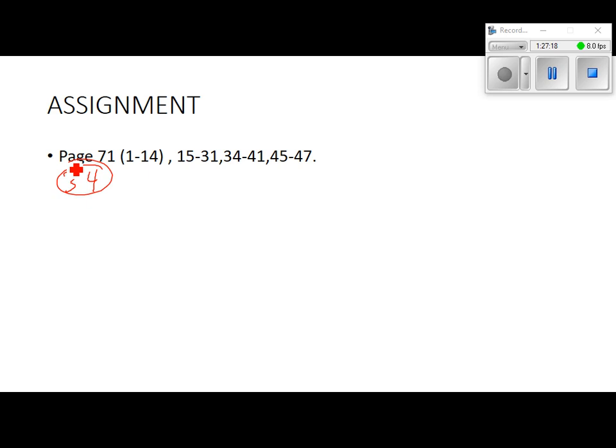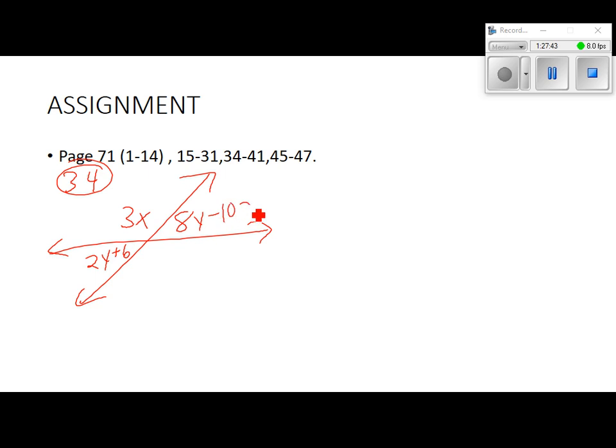Problem 34, just real quick, I'm going to do one more of these, maybe two more. Might do 34 and 35. They give us this picture. Looks something like this. They tell us this is 2y plus 6. This is 3x. This is 8y minus 102. And they want us to find the value of each variable.